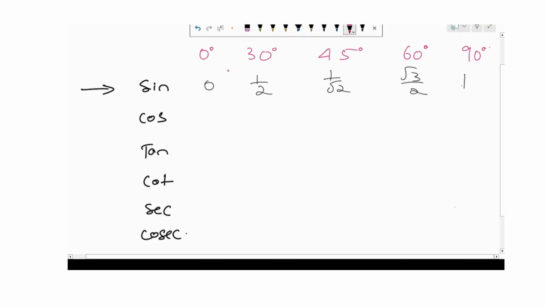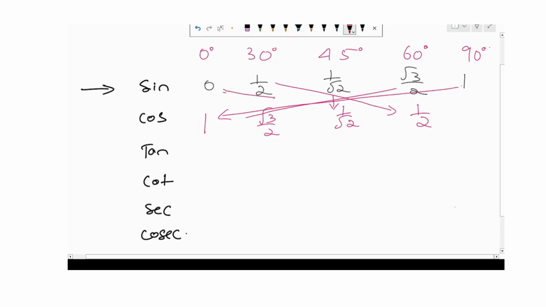Reverse is nothing but reading the sine values backwards. So cos 0 is 1, just the reverse of sine, then root 3 by 2. Then 45 remains as it is, 1 by root 2. Then cos 60 is the reverse of sine 30, 1 by 2. And cos 90 is 0. Let me erase all these arrows. Once again, remember sine values: 0, half, 1 by root 2, root 3 by 2, 1. Next is cos, which is just the reverse of it.